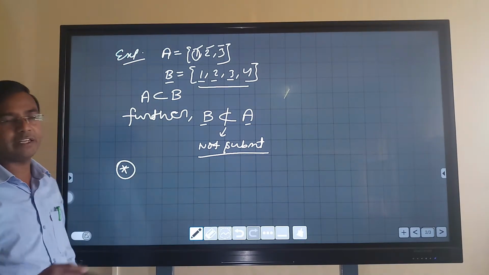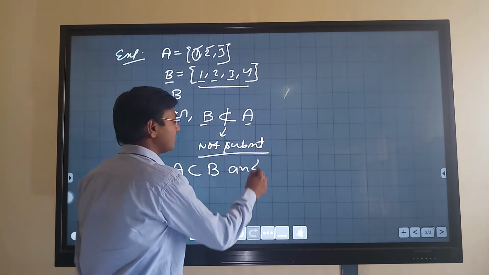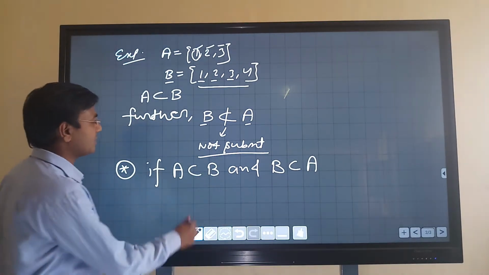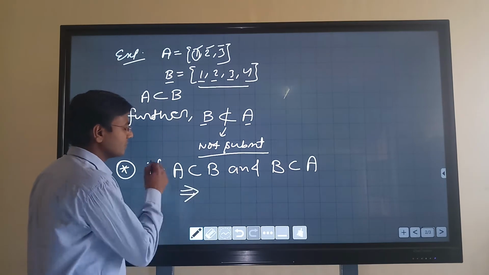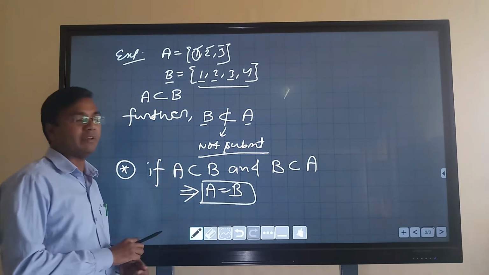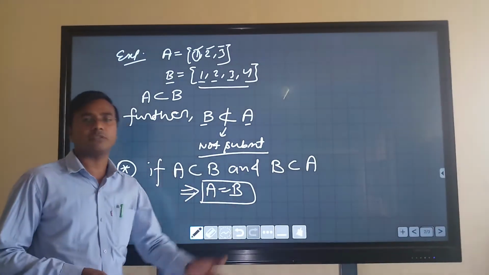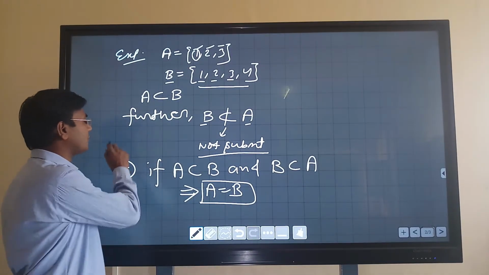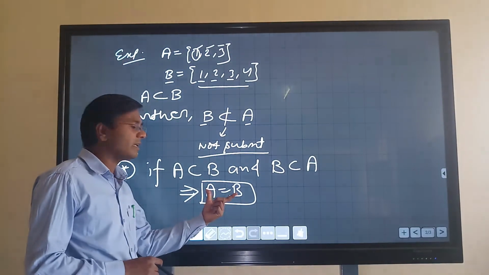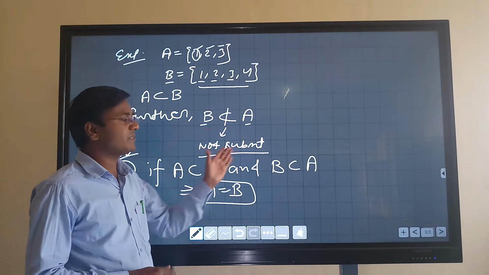Right? So from this discussion we can conclude: if A is a subset of B and B is a subset of A, this implies A equals B. So we can also establish the concept of equality of two sets: if both sets are subsets of each other. This is a very important property which we will be using in proving theorems and various results. We can say two sets are equal if and only if they are subsets of each other.